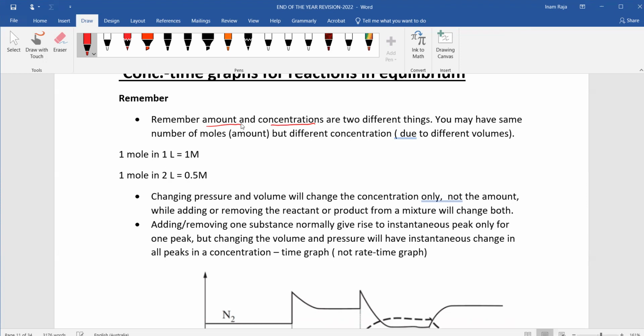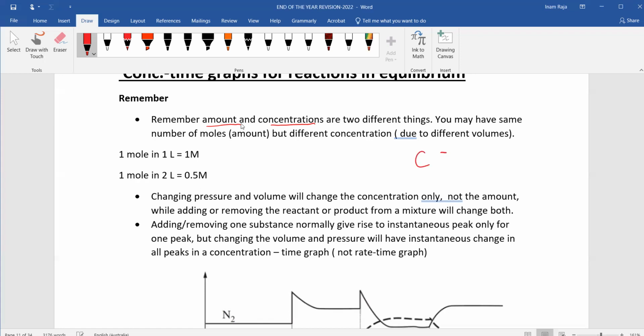Amount will only increase if some amount is added. Like if you have chlorine gas, it is 1 mole, and you don't add any more, and the question asks whether the amount of chlorine increases. How can it increase if the amount is not added? New chlorine is not added. But yes, concentration can still be increased with the same amount.